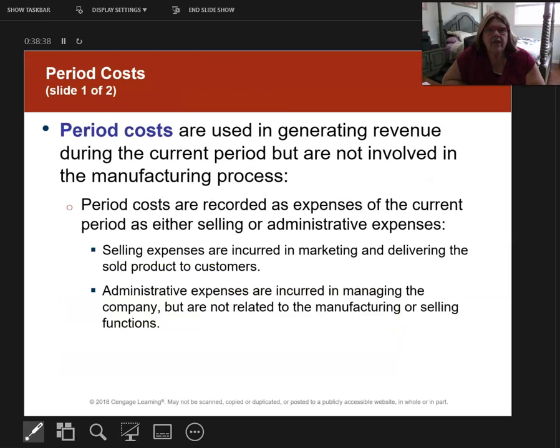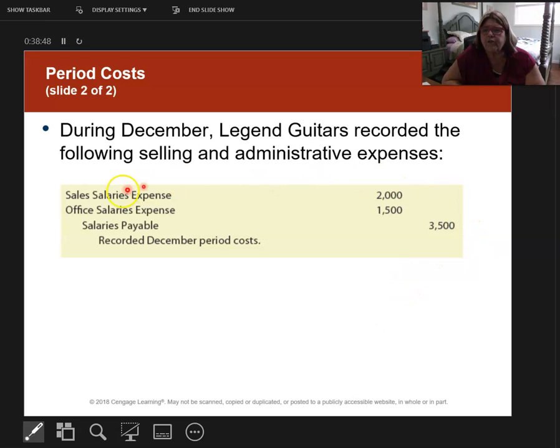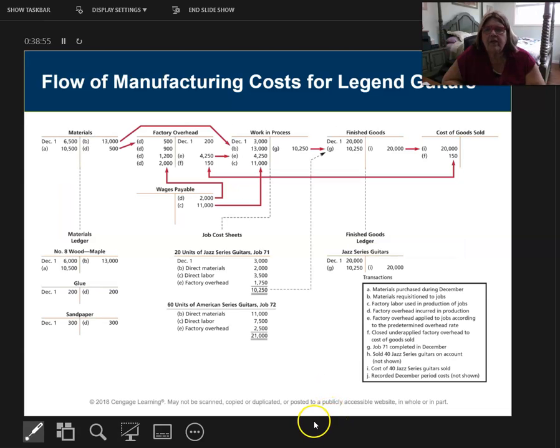I'll wrap up quickly. Period costs, we talk about these. You're going to bring them in. They're not manufacturing costs, but they will be brought in during the month. And here's the journal entry for them. These are period costs. And this is really what I want to show you. This is kind of a flow chart for the cost of these guitars and these jobs that we made. And so you just kind of follow along. So this is what I was talking about.